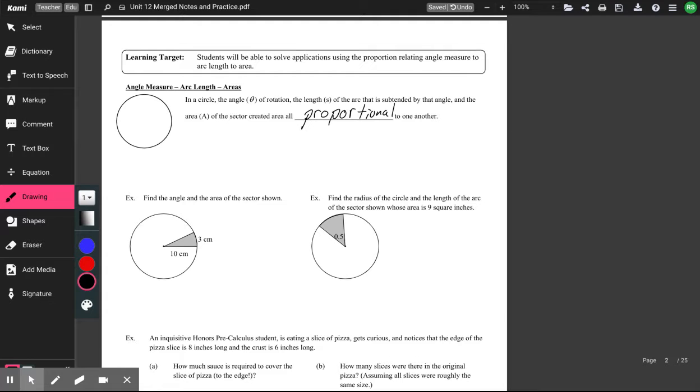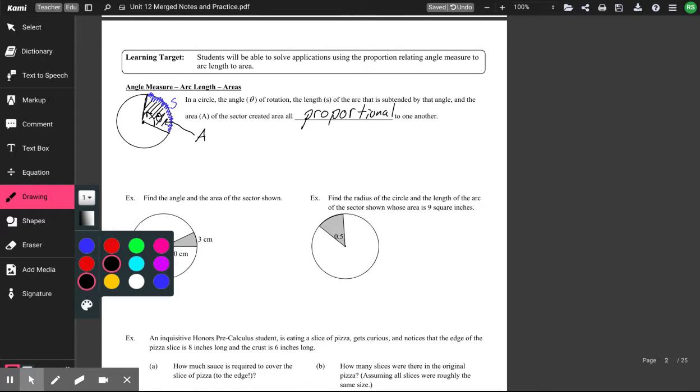So I'm going to draw you a little picture here. Here we have our angle measured by some value of theta in radians. So that is our central angle, our angle of rotation, measured in radians as theta. Here is our arc length, s. And then if we think about the area, that would be all of the space in between. All of the space in between there would be A.